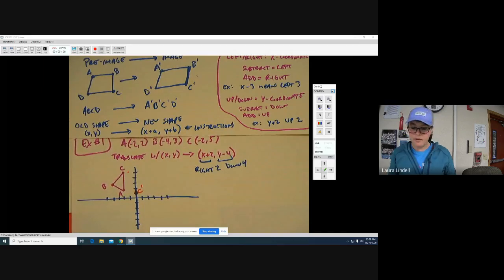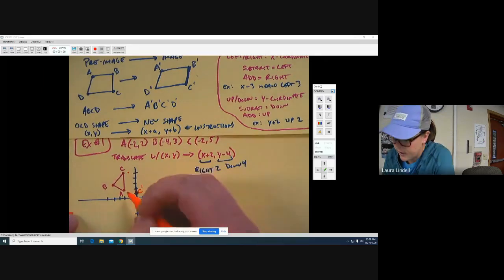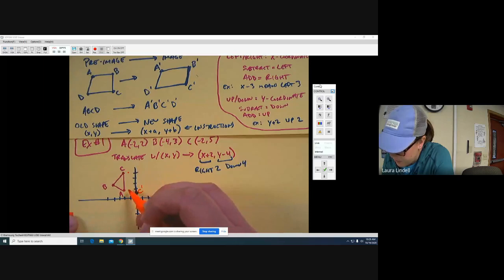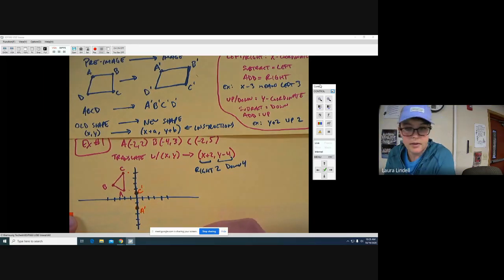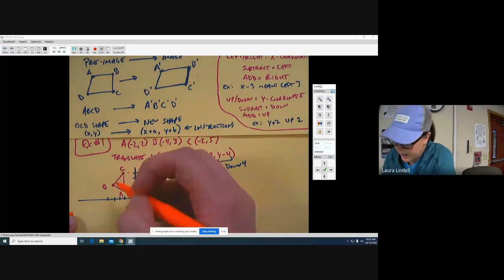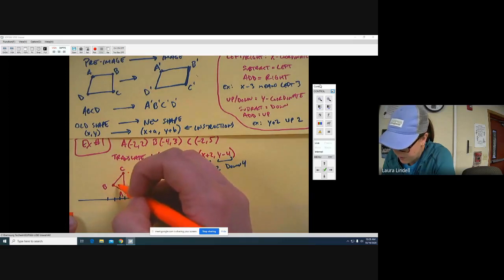Then I'm going to do the same thing with the other 2 points. Starting at A, I'm going to count 2 to the right, 1, 2, and down 4, 1, 2, 3, 4. And then we do the same thing with B. I count 2 to the right, 1, 2. Down 4, 1, 2, 3, 4.